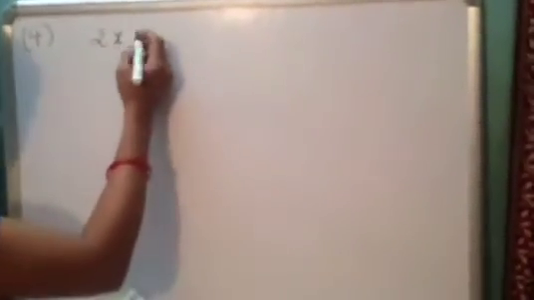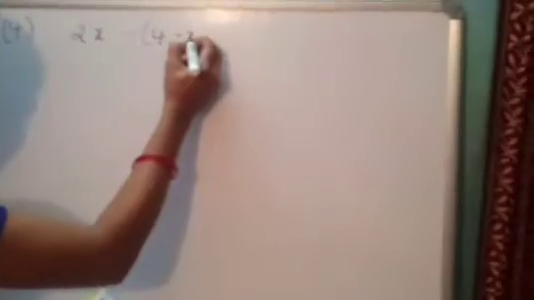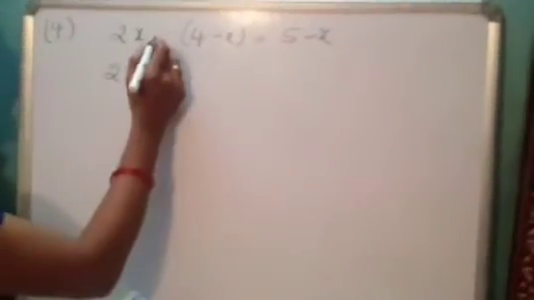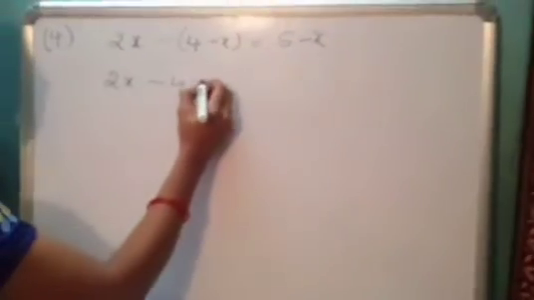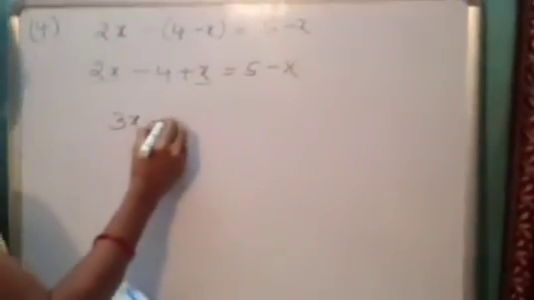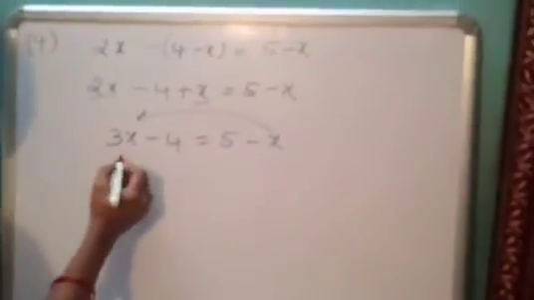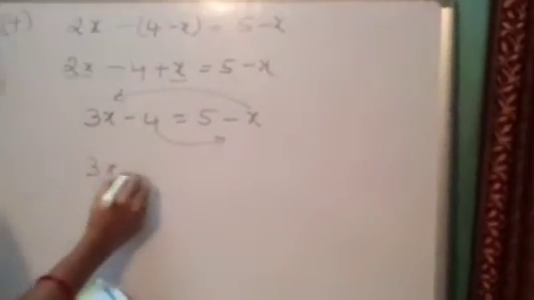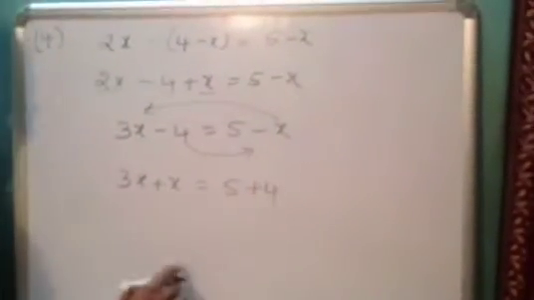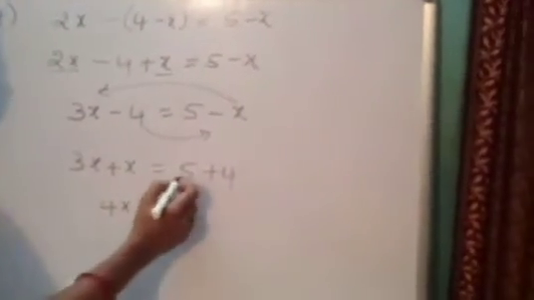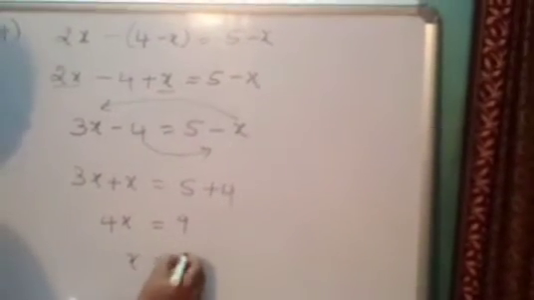And next, fourth problem. The value of x which satisfies the equation 2x minus 4 minus x equal to 5 minus x is. 2x minus into 4 minus 4 minus into minus x, that is plus x equal to 5 minus x. 2x plus x, that is 3x. 3x minus 4 equal to 5 minus x. x to the left side and 4 to the right side. 3x plus x equal to 5 plus 4. 3x plus x is 4x equal to 5 plus 4 is 9. x equal to 9 by 4.